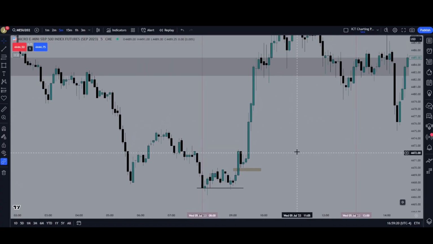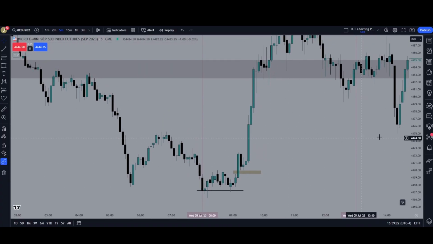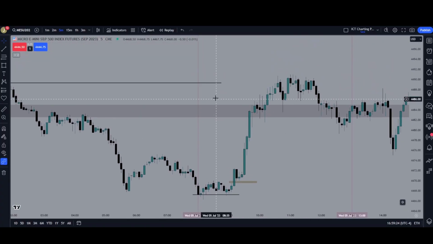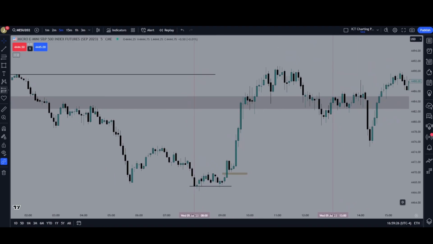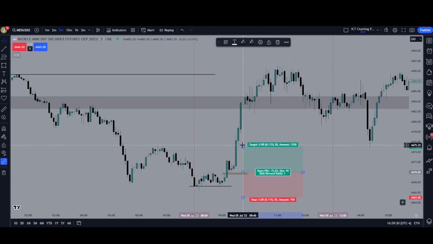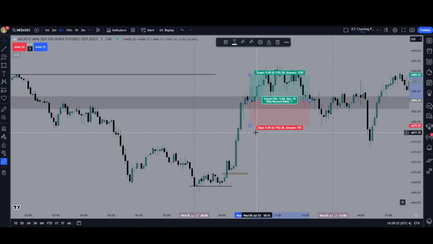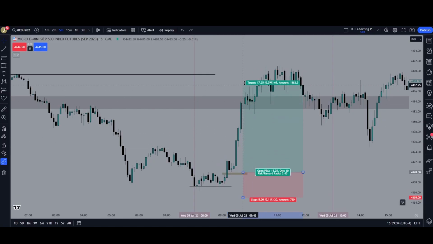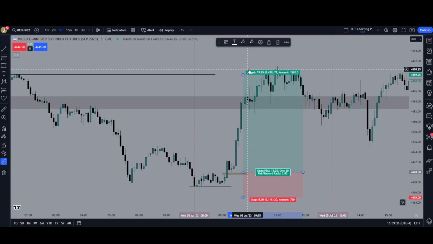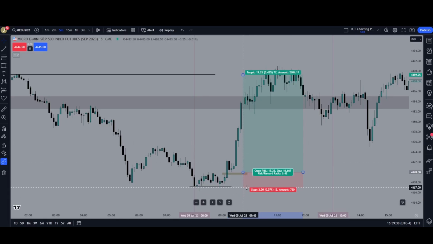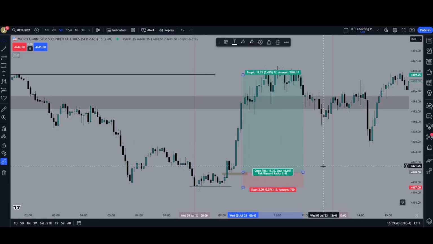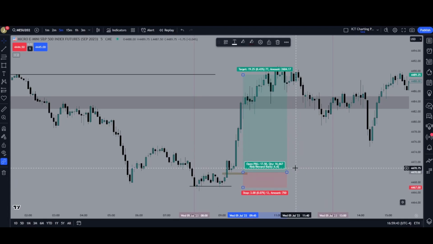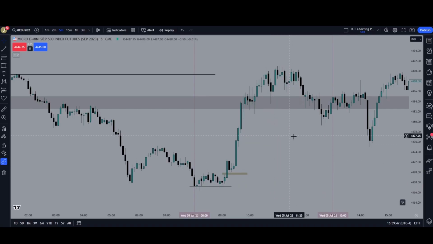Boom. Starts that nice rally we get early in the morning right here from the New York AM session. Leads us all the way up to the previous session high. A lot of times a good target if you do have runners is the previous session high. So 19.5 handles right there with a stop at only three handles. That was a great trade that we took yesterday. Ended up making good money from that.